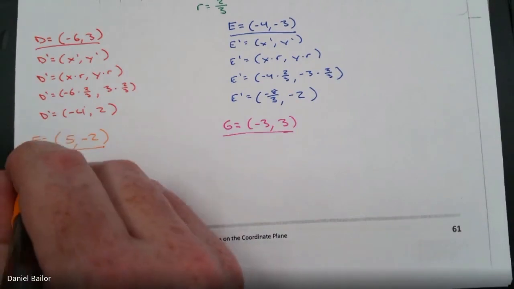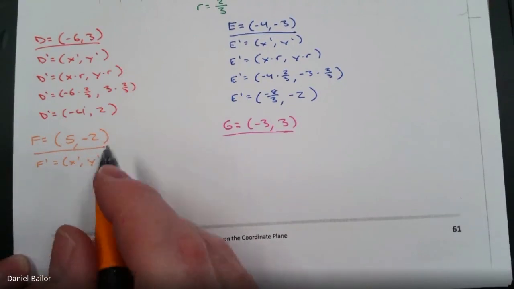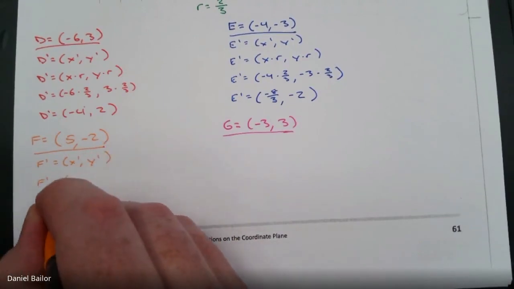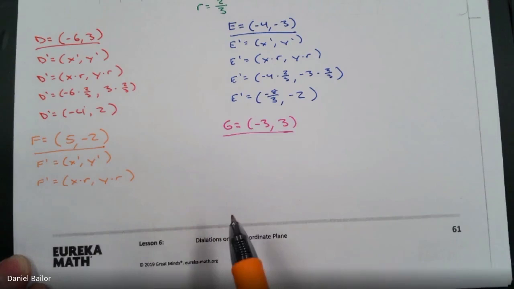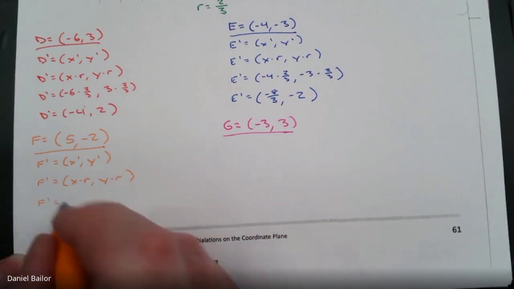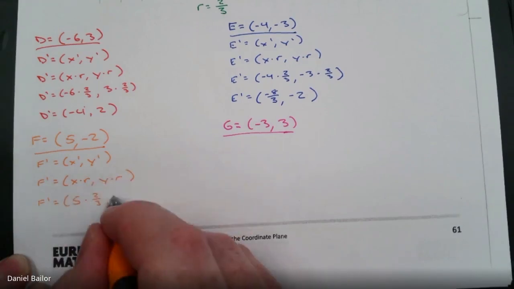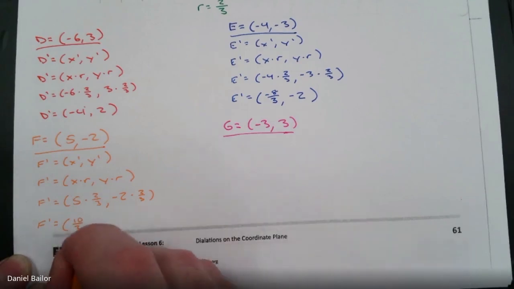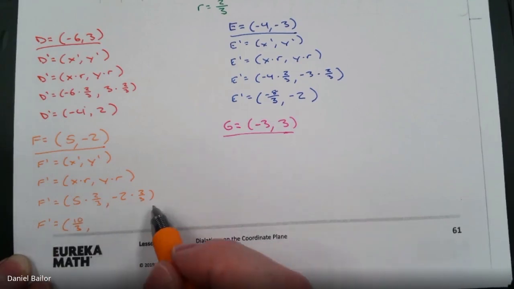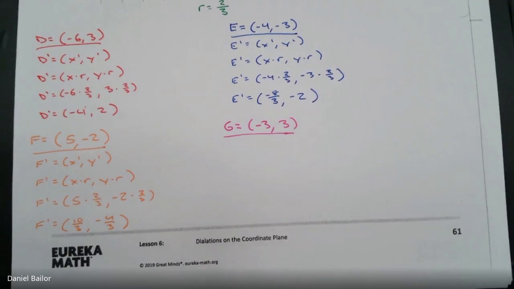Two more coordinates. We need to find F prime, which means the X and Y are also primes. And we find primes by multiplying by the scale factor, because FTS tells us everything is multiplied by the scale factor. We substitute. We put in the information we have. X is 5, R is 2/3, Y is -2, R is 2/3. So X prime is going to be 10/3, which is 3 1/3. And Y prime is going to be -4/3, -1 1/3.